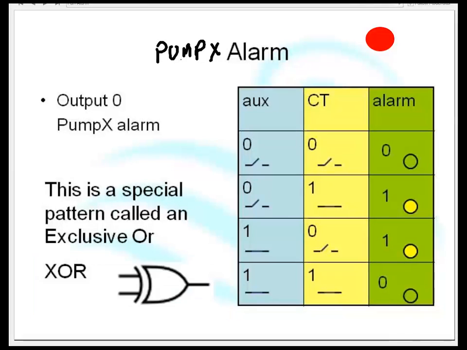It's called an exclusive OR, and it has a special symbol which looks like this. Now, it's called an exclusive OR because the output comes on when one of the inputs is on by itself, exclusively. It doesn't come on when both of the inputs is on. So it's called the exclusive OR.